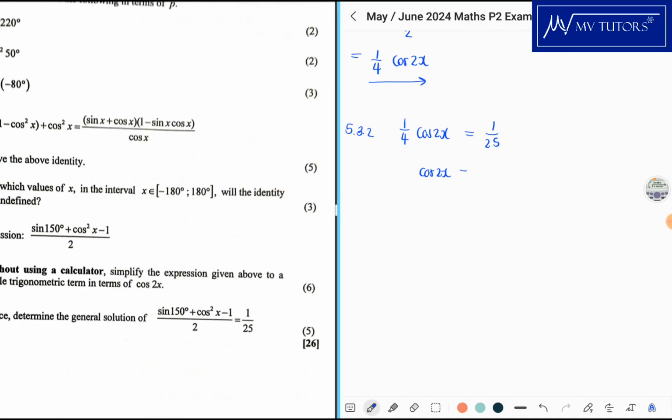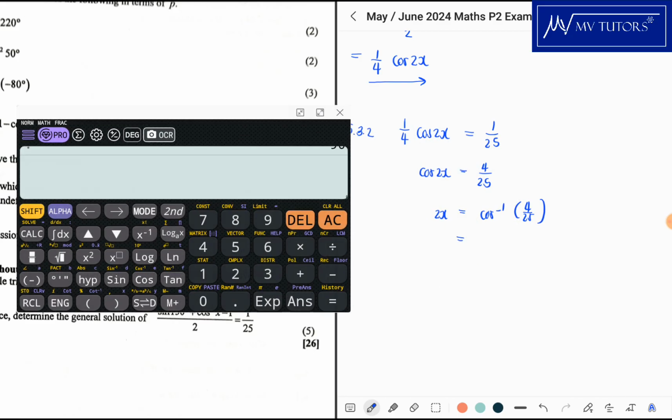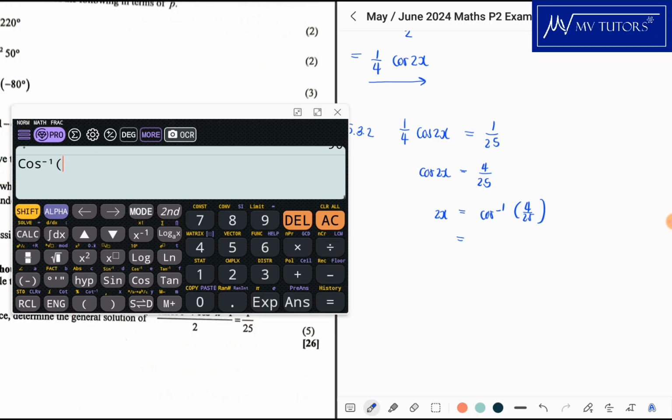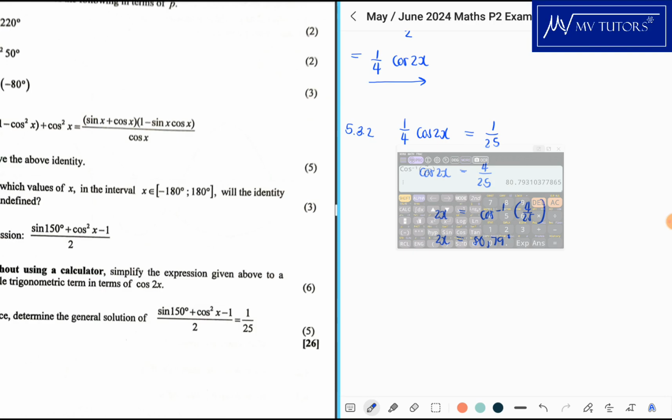So cos 2x, I'm going to multiply that by 4 over 25. And then I have 2x. So now I'm trying to get my reference angle. What is the reference angle again? Shift cos and then 4 over 25. My reference angle would be 80.79. So 2x, at this point in time, please do not divide by 2 because you're going to forget other things. So 80.79 degrees. Now I can go and get the general solution.